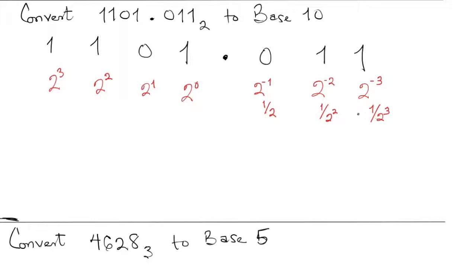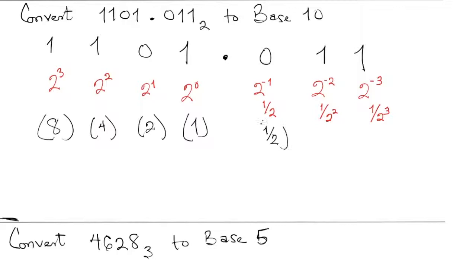So if we write out the values like we've done in the past, what we have here is 8. What we have here is 4. What we have here is 2. We have 1 here. And here we have half. Here we have 1 over 4. And here we have 1 over 8.